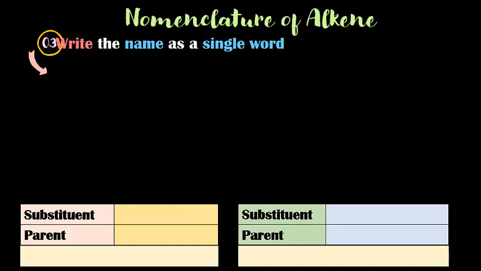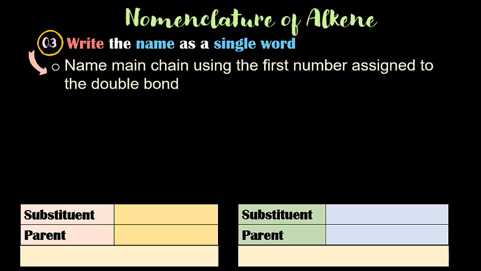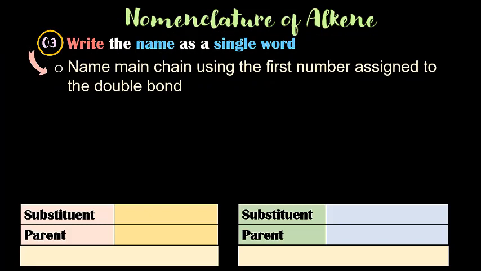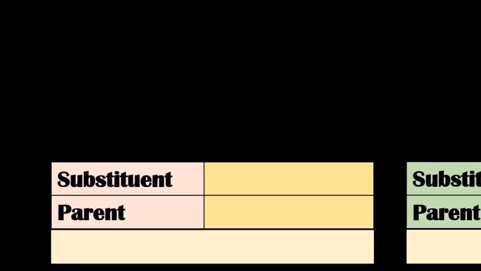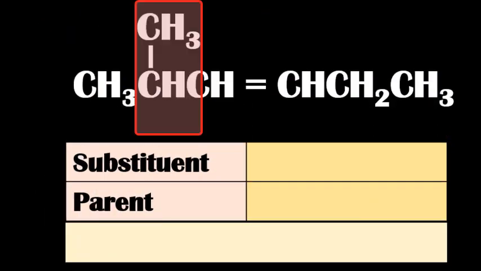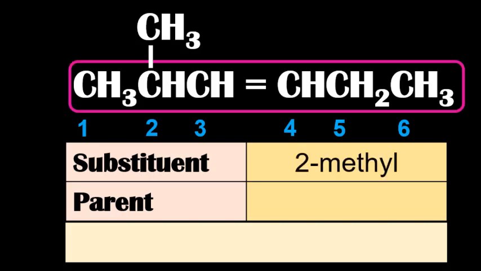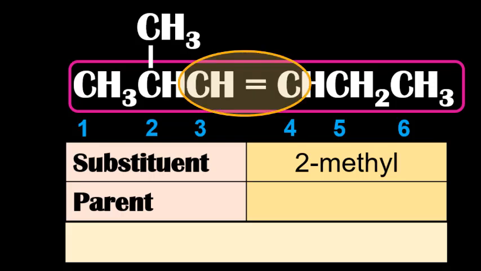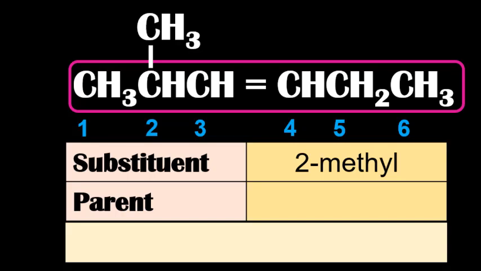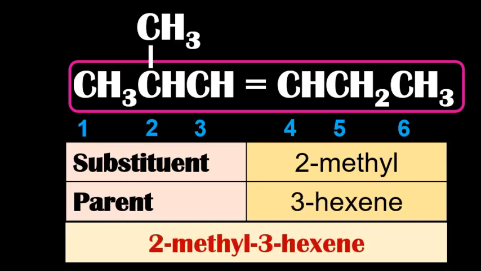Step 3. Write the name as a single word. The longest continuous chain, which is the parent name, is named using the first number assigned to the double bond. The name of a substituent is cited before the parent name, together with a number to designate the carbon to which the substituent is attached. For the first example, the substituent is methyl, located at the second carbon, so it becomes 2-methyl. The longest continuous chain is 6 carbons and the double bond is placed between the third and fourth carbon, so the parent name is 3-hexene. As a single word, 2-methyl-3-hexene.